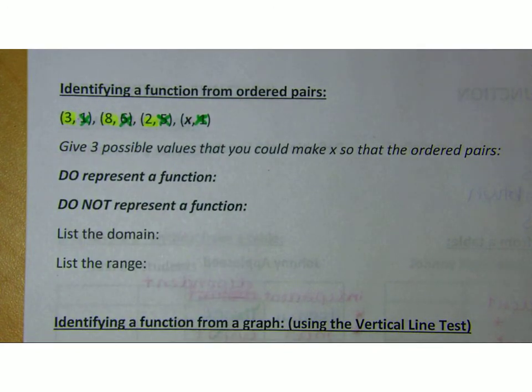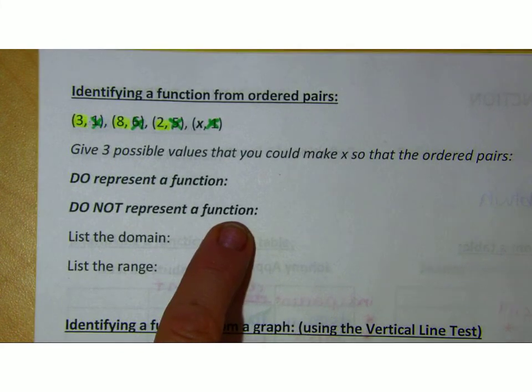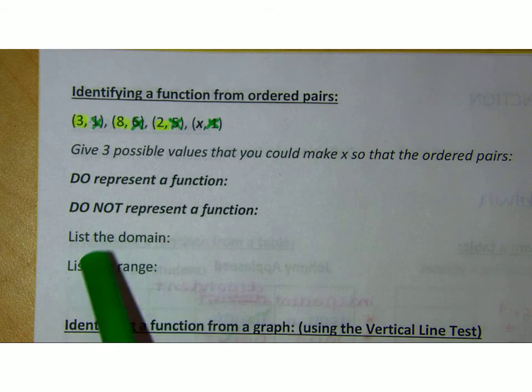Actually, I just skipped this one. So let's just do this one. What are some values that I could put there to make it not represent a function? What's one of them, Ben? 3 would work. Why do I want to use 3? Because there's already a 3. Then what's the other one, Dominic?